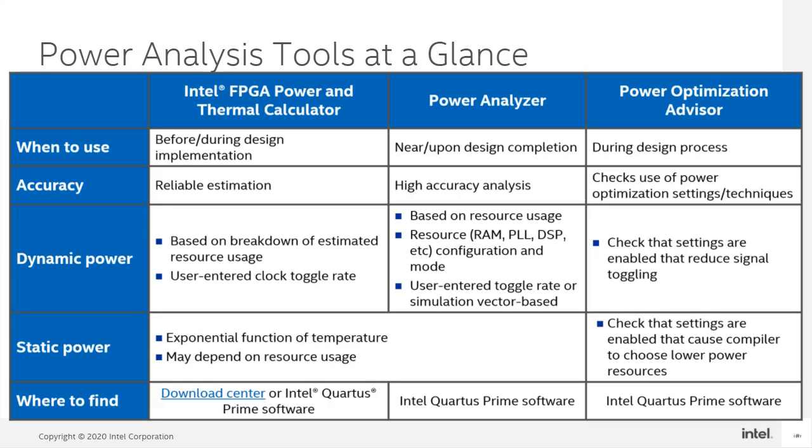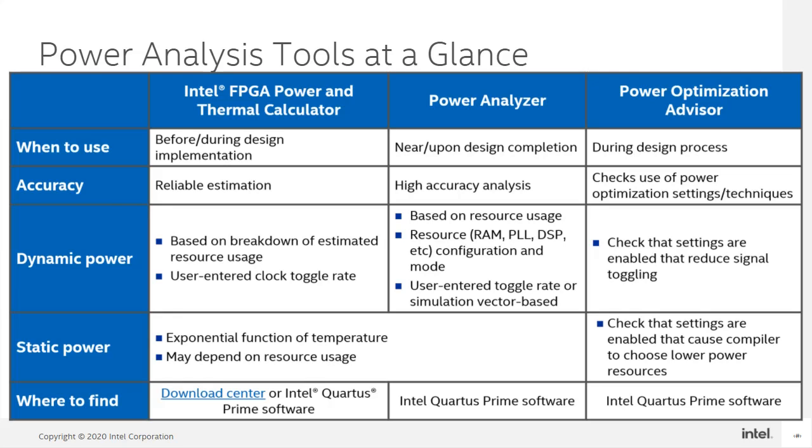The accuracy of the PTC is reliable, but lower than the other tools. To calculate both dynamic and static power in the PTC, you enter known information about the design into the tool. For dynamic power, you provide estimated resource usage and clock toggling information. For static power, you provide information about the target device selected and the device cooling solution. The PTC can be downloaded as a standalone tool or as part of a full installation of the Intel Quartus Prime Pro Edition software.